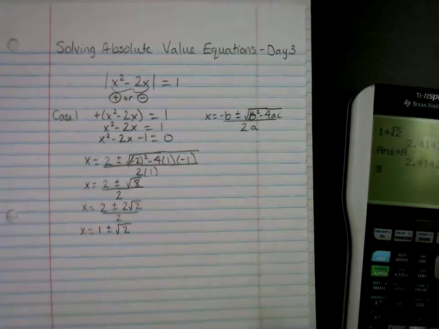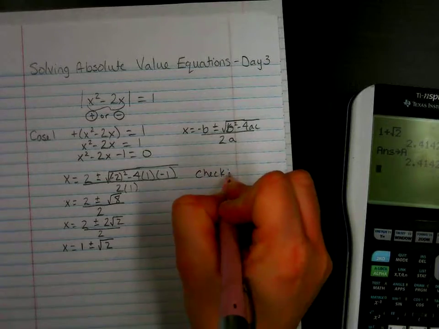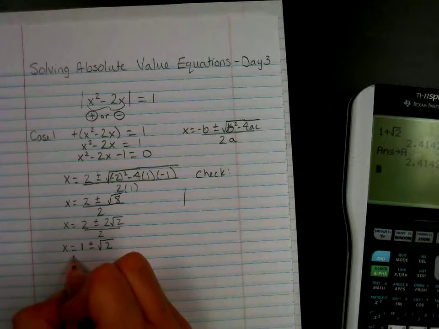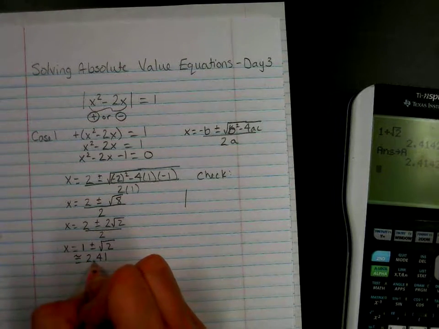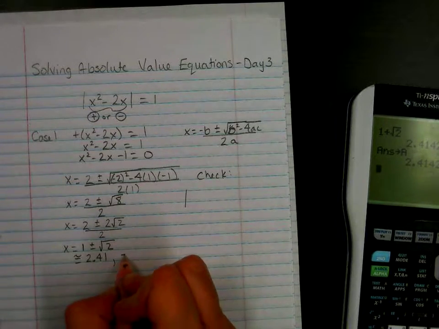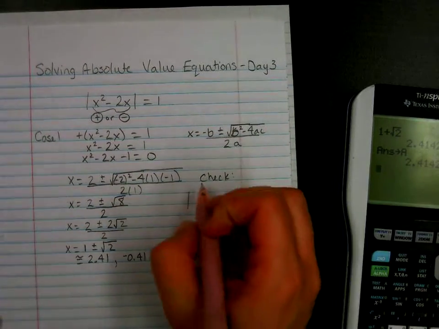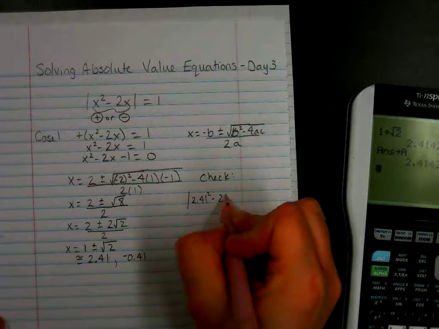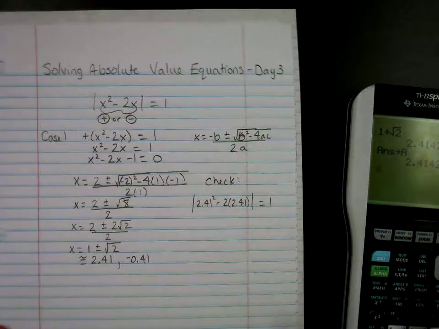All right, so now I want to check this answer. So to check this answer, I'm going to take the absolute value of, if we were to write this approximation, 2.41 is my approximation, and the other solution is -0.41 as an approximation. So I'm going to check this as 2.41 squared minus 2 times 2.41. When I take the absolute value of that, it should all equal 1.